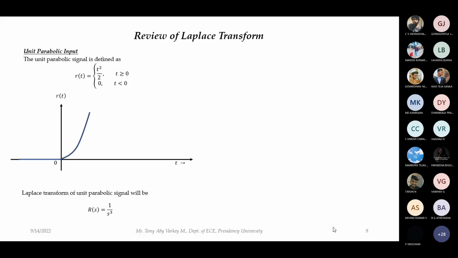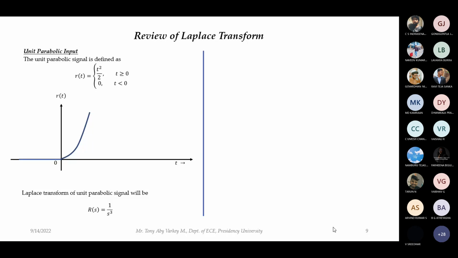Laplace transform of unit step signal is 1 by s. Laplace transform of unit ramp signal is 1 by s square. Laplace transform of unit parabolic input is 1 by s cube.